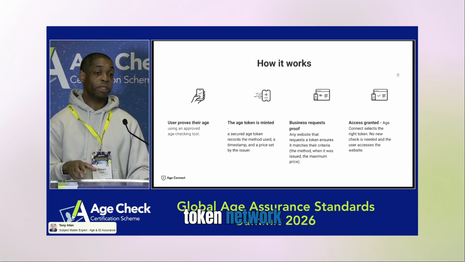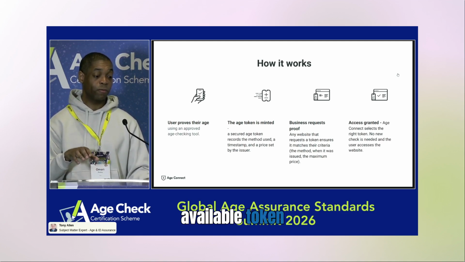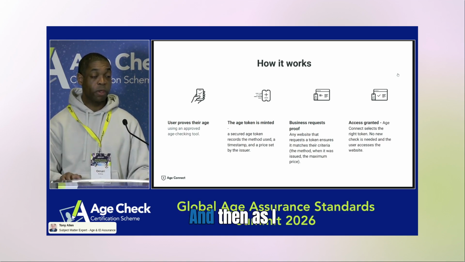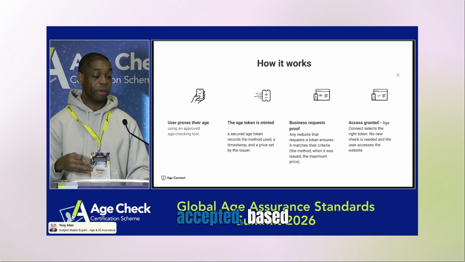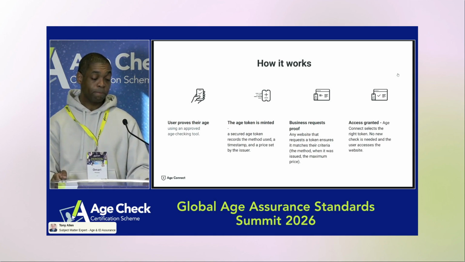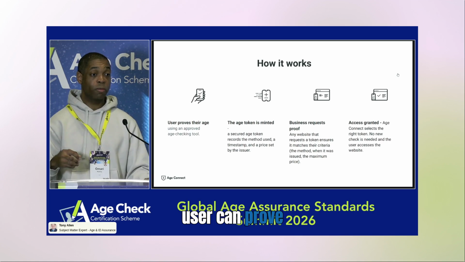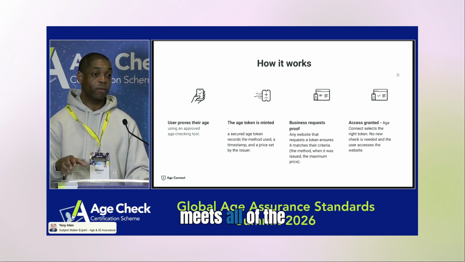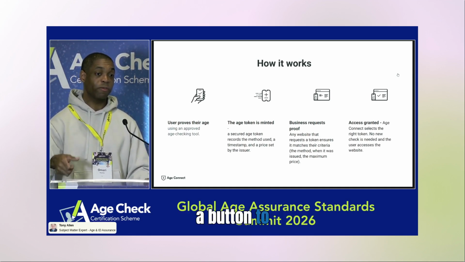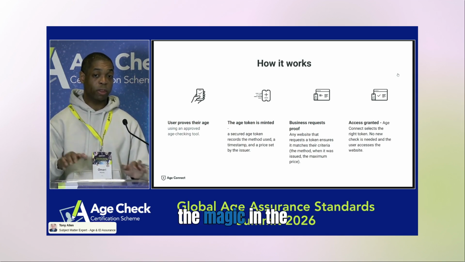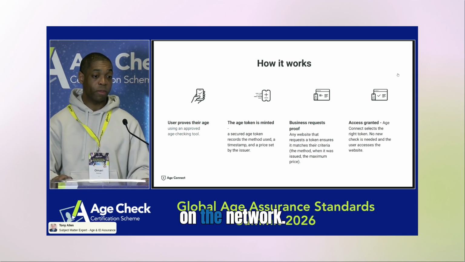And then the Age Token Network selects the best available token for that platform or service provider. And then, as I said, that's based on the requirements, based on cost, based on methods accepted, based on time. And then finally, if a user can prove that they have a token and there is a token that meets all of the requirements, then access is granted to the user. So from a user's perspective, they've done one verification, they've created a token and they've secured it. And then on further verifications, they're just pressing a button to verify that they still have a token, and all the magic of the token selection happens in the background on the network.